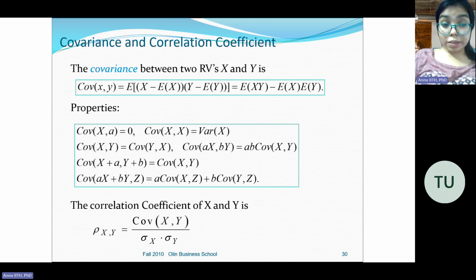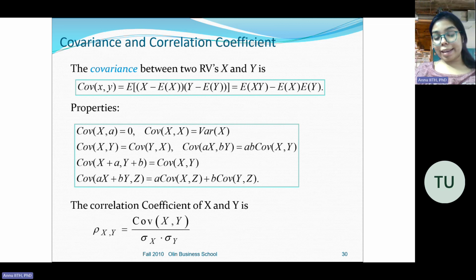So covariance is defined as covariance of x and y equals E of (x minus mu), where mu is nothing but E of x, multiplied with (y minus mu of y). Okay, which is nothing but E of xy minus E of x times E of y.